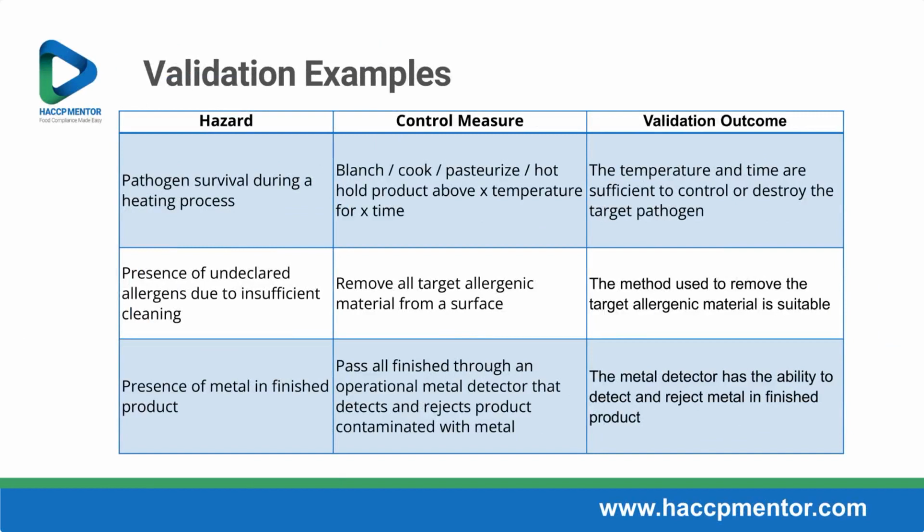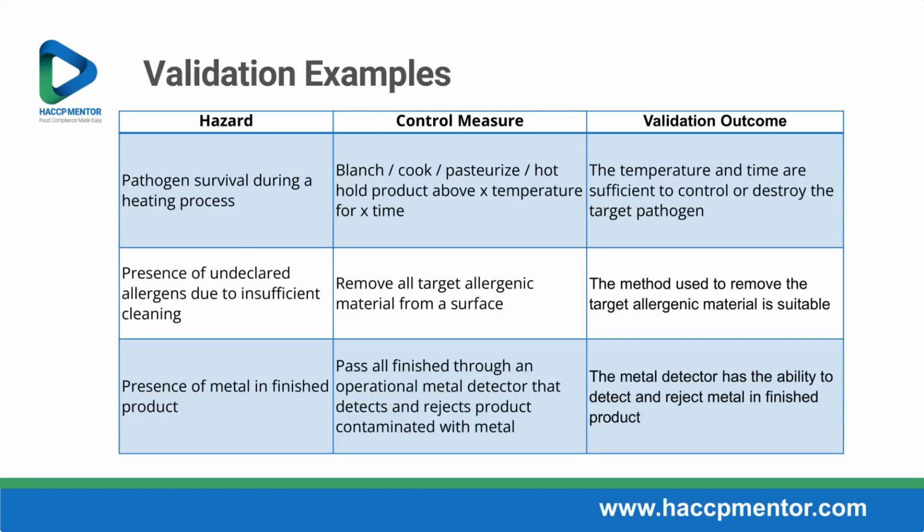Now you'll see the way that I've written these up. I've put the hazard in the first column, then what the control measure is, and then the validation outcome. The validation outcome is really finishing the sentence, we need to validate that, blah, blah, blah. So we look at the first one there, it's pathogen survival. This is the hazard, okay? Pathogen survival during the heating process.